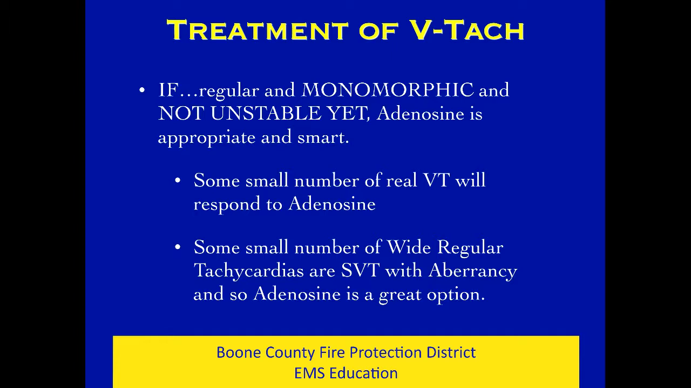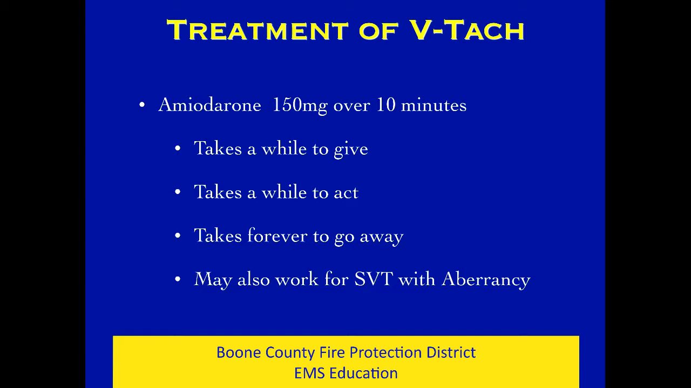And then when you consider that an SVT with a bundle branch block or an SVT with an accessory pathway could be a wide regular tachycardia, and adenosine treats SVT just fine, it does make some sense to consider that. So again, we're talking wide and regular and monomorphic, and your patient's not unstable yet. Otherwise, you'd be cardioverting. But if he's not unstable yet, then adenosine makes some sense. What else? Well, amio. Amio is pretty much the standard thing everybody should come up with.